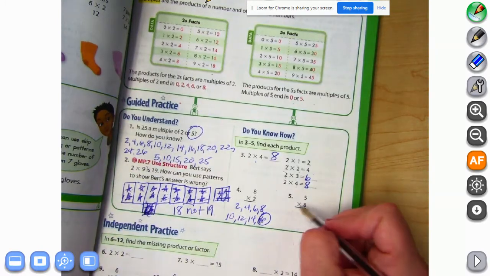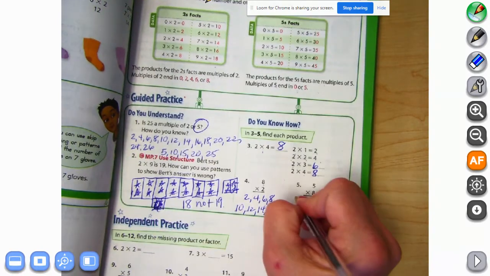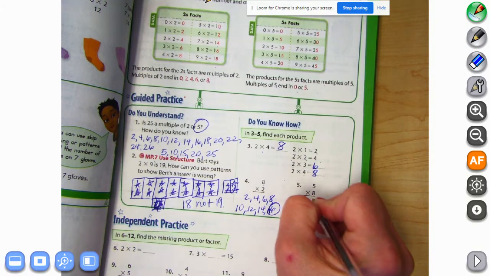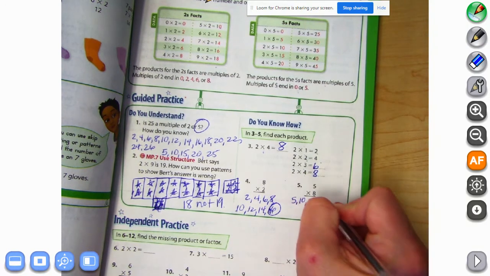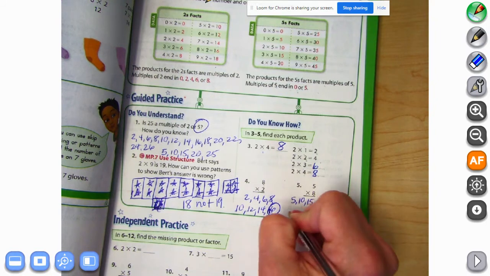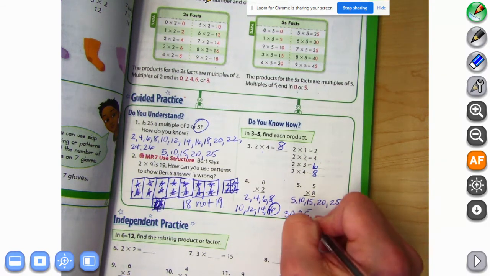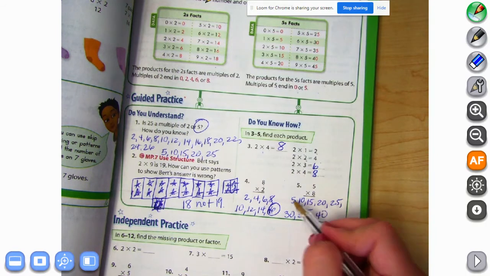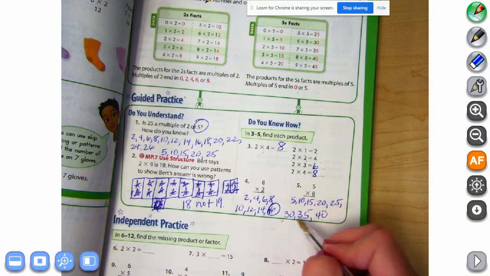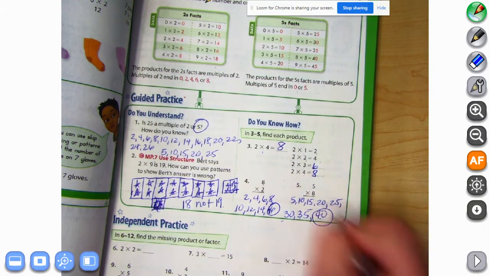Let's go to this one. 5 groups of 8. 5, 10, 15, 20, 25, 30, 35, 40. So that's 1, 2, 3, 4, 5, 6, 7, 8. So it would be 40.